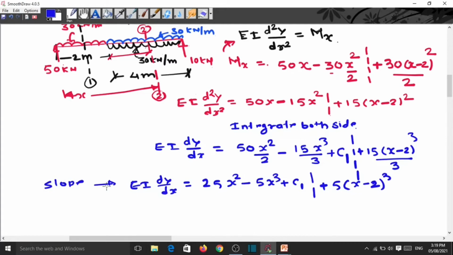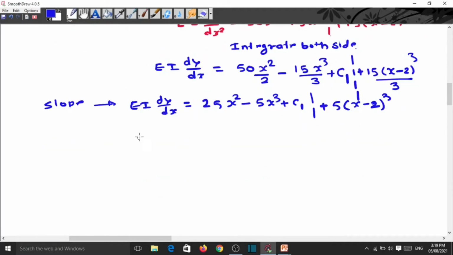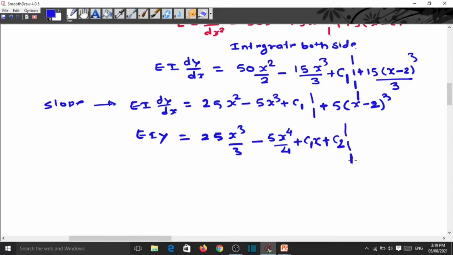Then again integrate this. EI y is equal to 25 x cube by 3 minus 5 x raised to power 4 by 4 plus C1 x, here the integration of C1 is C1 x, plus one more constant of integration C2, then the section complete, plus 5 bracket x minus 2 raised to power 4 by 4. Now the unknowns are C1 and C2.